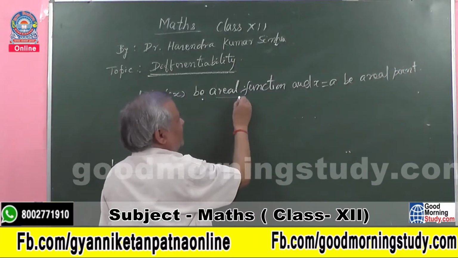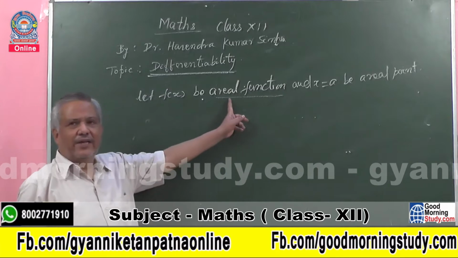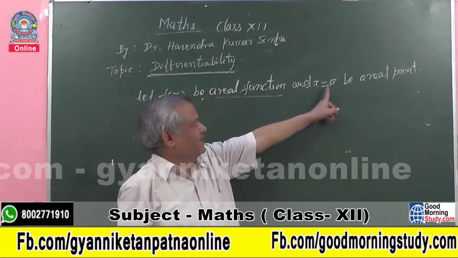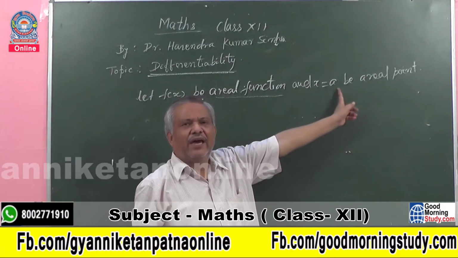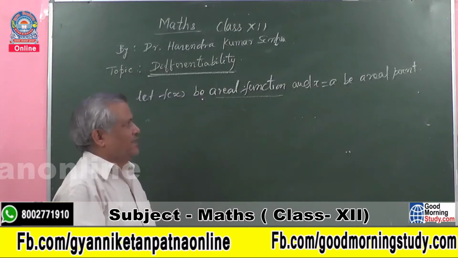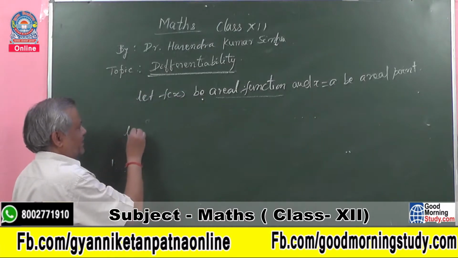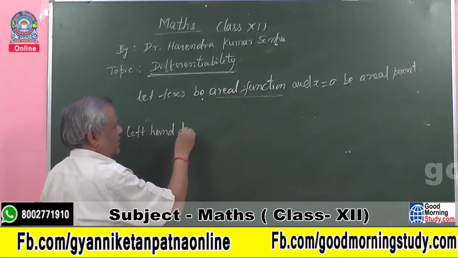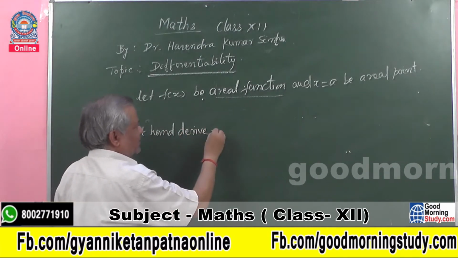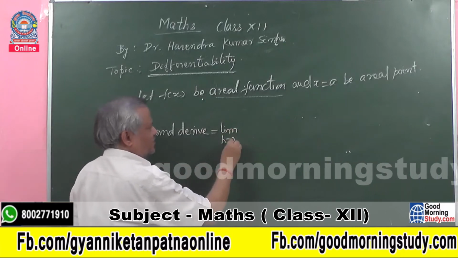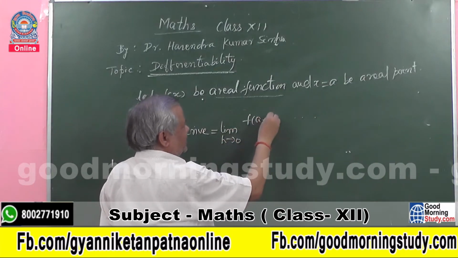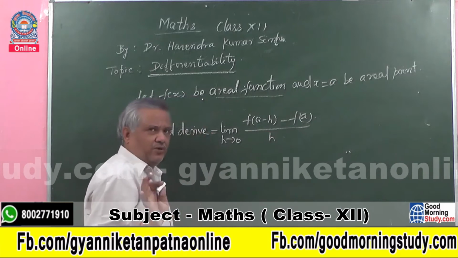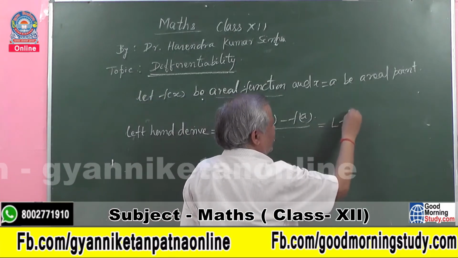What do we mean by the real function? The domain and codomain of the function should be a subset of the set of real numbers, and x is equal to a be a real point, meaning thereby a is a real number. Now we define the left hand derivative by the limit h tends to 0, f(a minus h) minus f(a) divided by minus h, and it is denoted by Lf dash a.